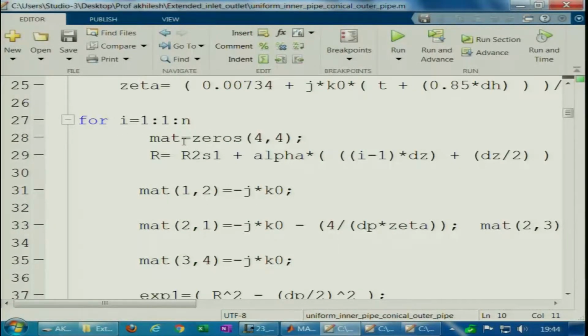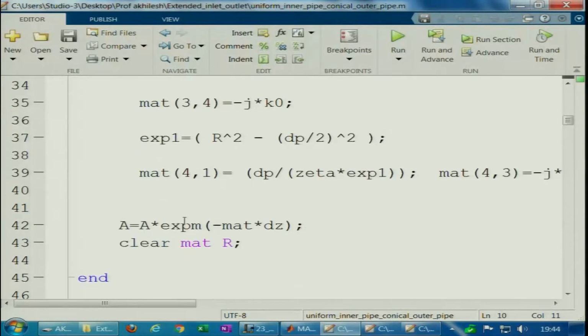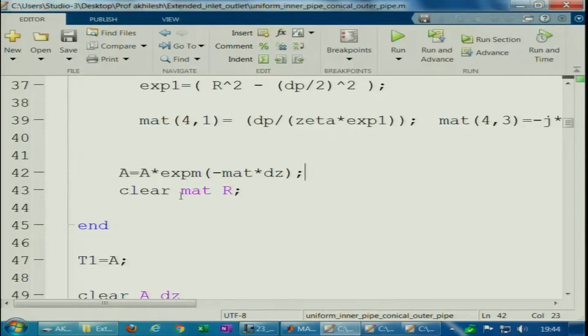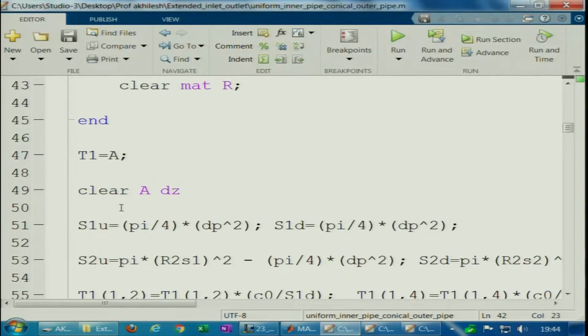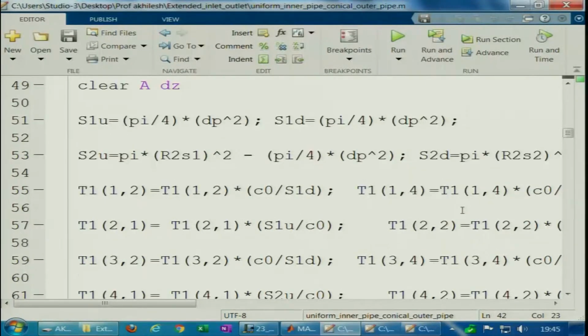It is initialized with 0 every time it enters the loop, and what it does is basically calculate this matrix and keep multiplying the A matrix, and finally at the end of the code we get this. Then these are the areas of the cross section of the inner pipe at upstream and downstream, and this is also for the outer pipe upstream and downstream.